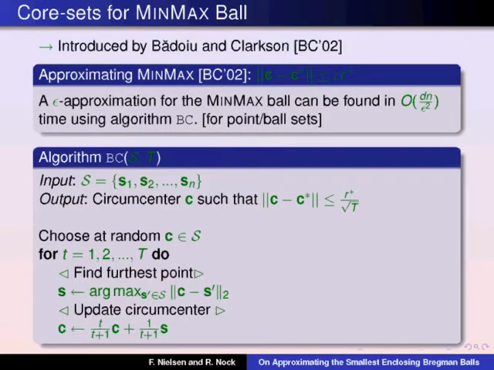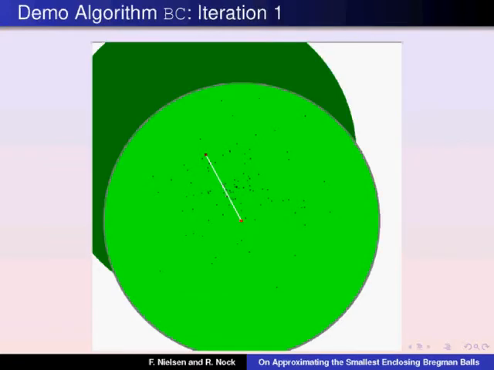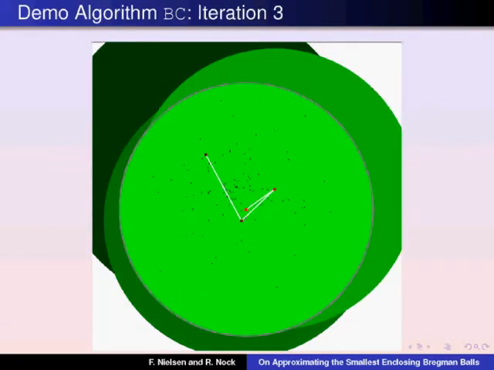In 2002, Badoiu and Clarkson presented an approximation algorithm for finding the circumcenter. A point C is said to be an epsilon approximation if it is within relative distance epsilon to the real circumcenter. Their algorithm proceeds iteratively by finding a furthest point and updating the circumcenter as described below. We describe the iterations of their algorithm on this sample dataset.